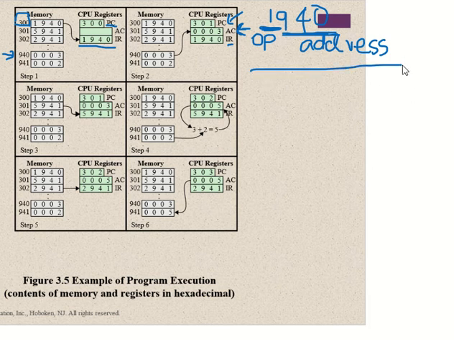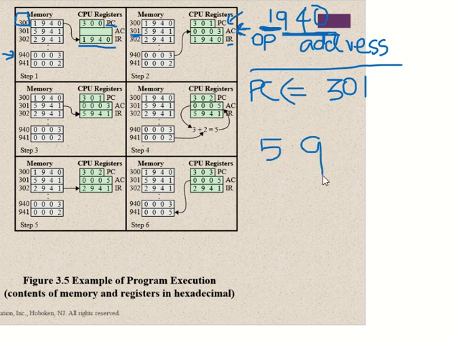Now I am in step 2. Let's look into the PC. What does PC now contain? Now PC value is 301. Normally PC contains the address of the instruction. So at the address of the instruction 301, what instruction do you have? 5941.